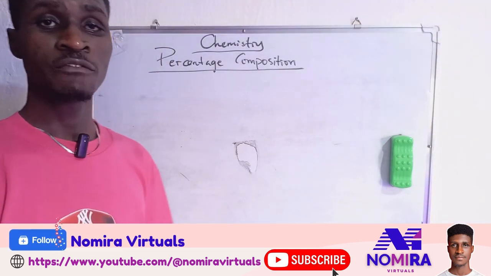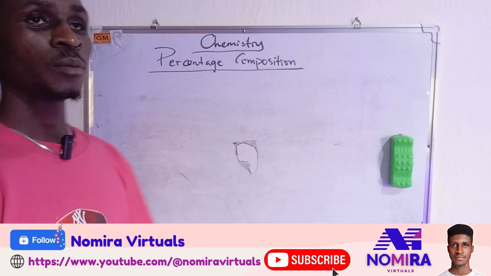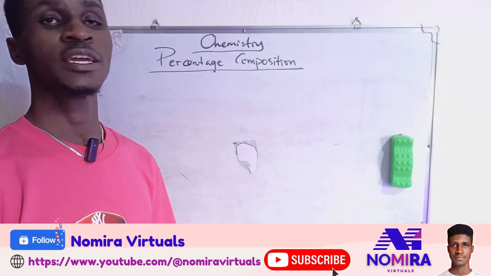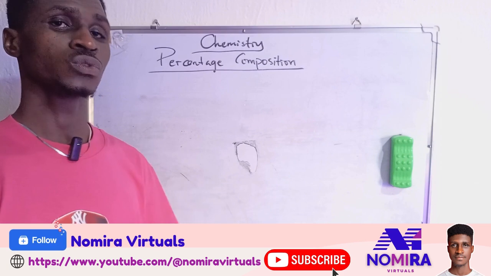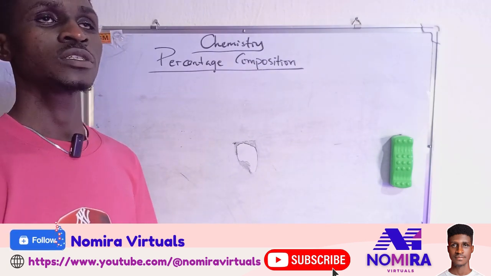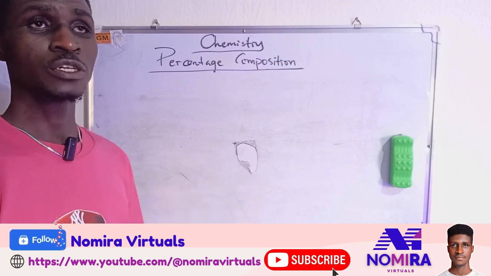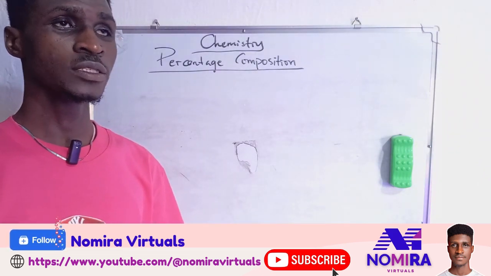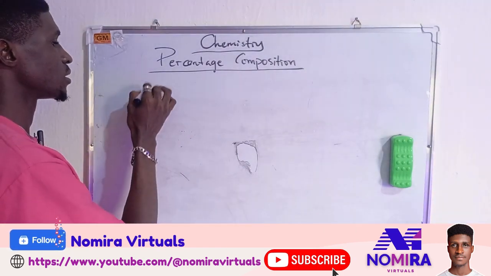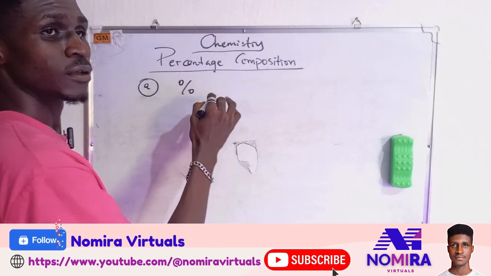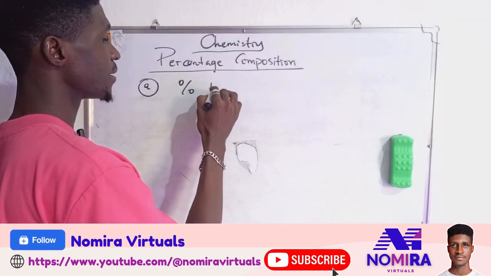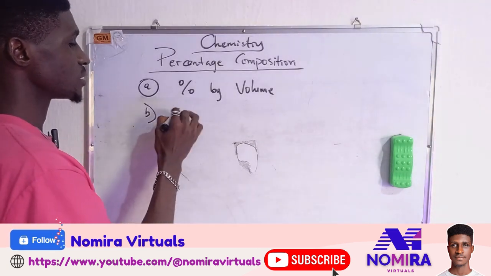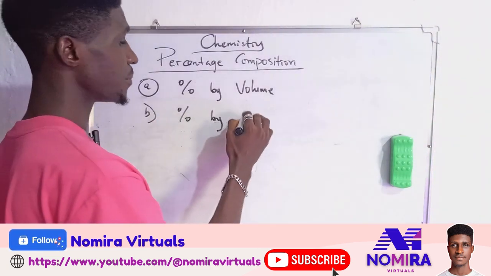Hello and welcome to Nomira Virtual Special Class. This is a chemistry topic, percentage composition. Percentage composition is about finding the percentage of a solute in a solution. In other words, we can say this is a type of concentration, of course. But here we are going to be looking at percentage composition in two ways. The first one is percentage composition by volume. The next one is percentage composition by mass.